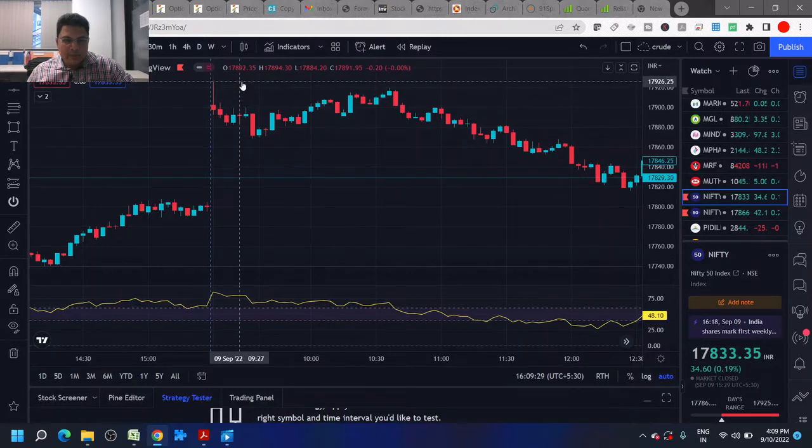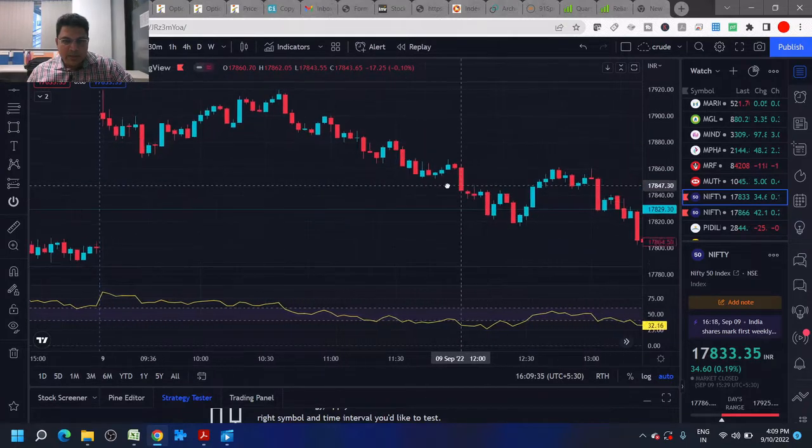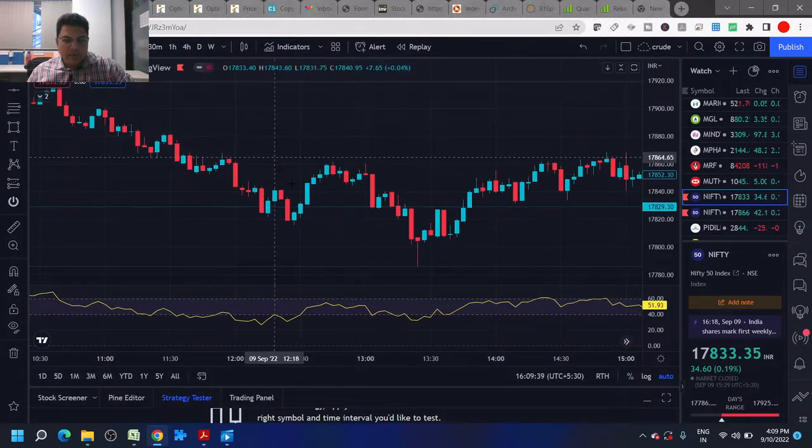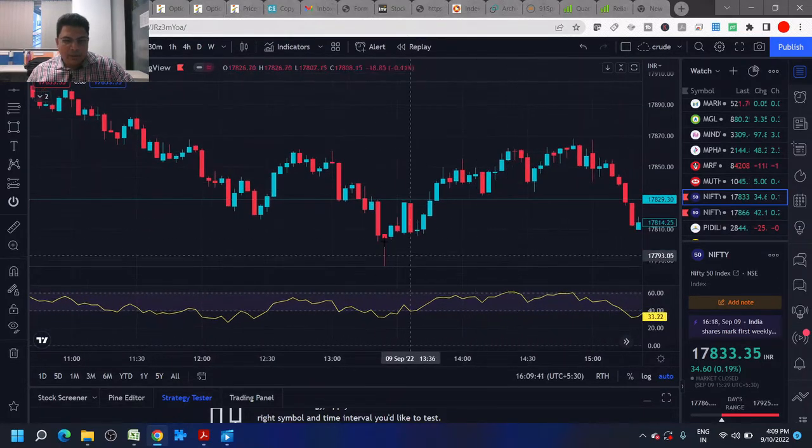You can map this particular wick and note it as a resistance. The price came into this zone again, and from there it started falling. So that's how powerful price action will be. If you remove all the clutter, you will be able to understand.